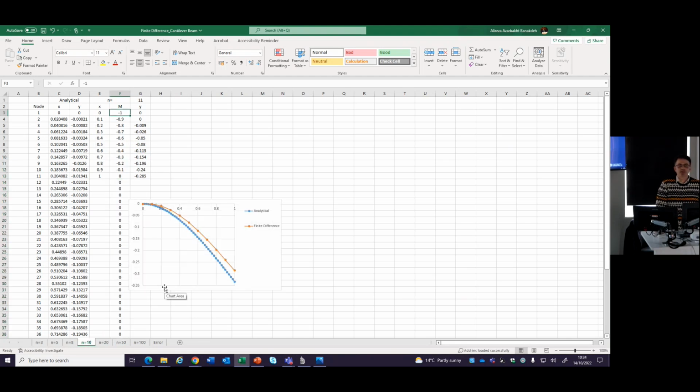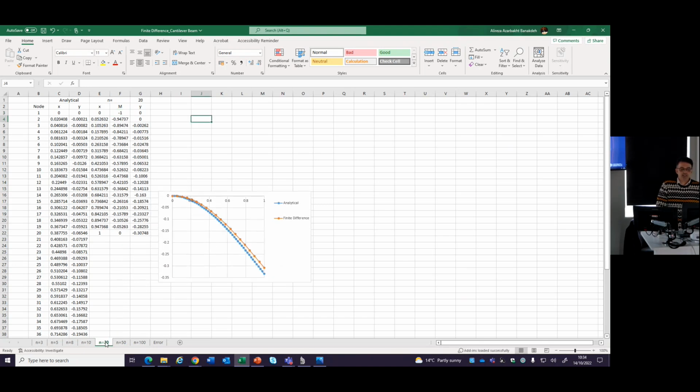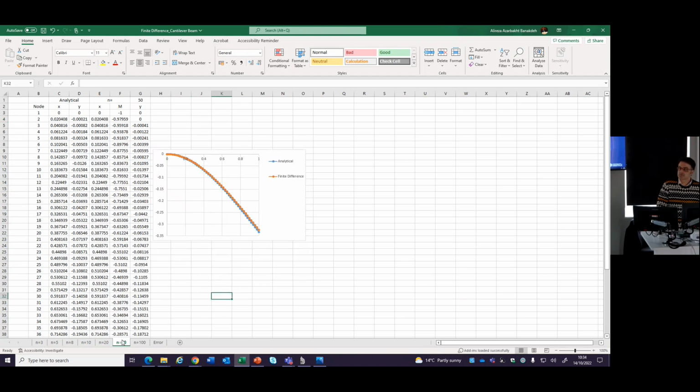If you go for 10 points, I don't anticipate much change because 10 and 8 are almost the same. With 20, quite better. With 50, that's my guy. Good. Because they are almost the same. And with 100, you cannot tell which one is blue and which one is orange.